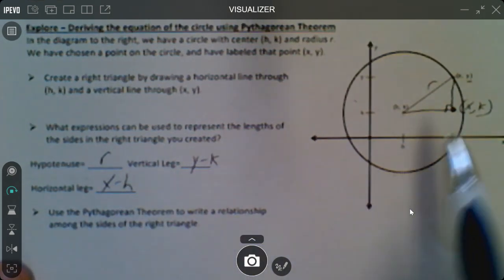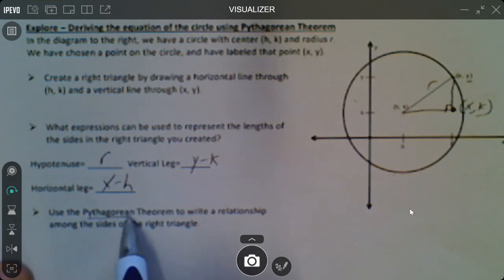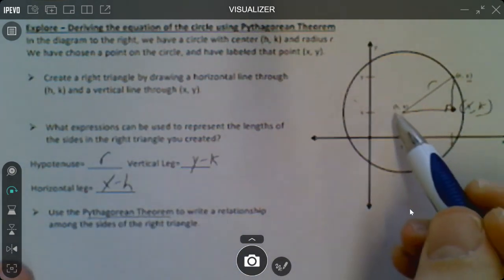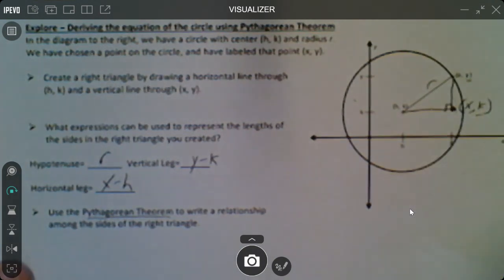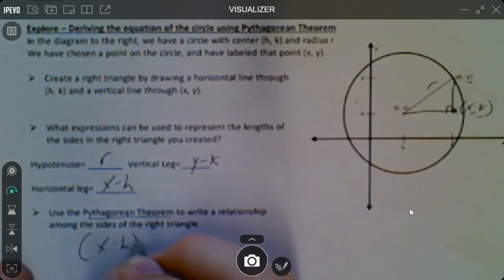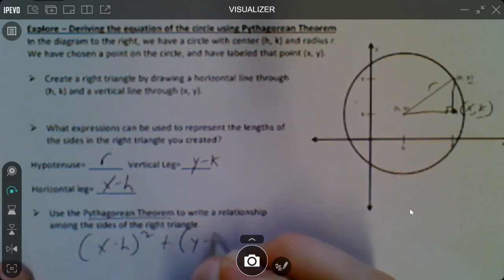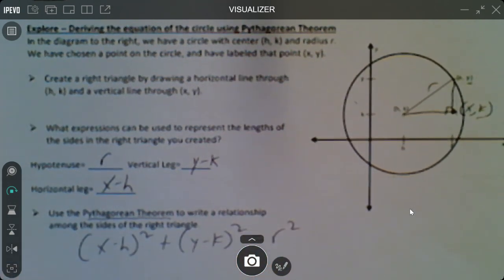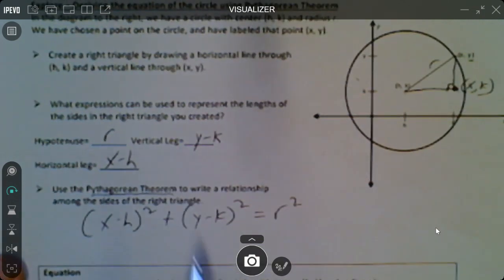And now, since it's a right triangle, we can use the Pythagorean theorem to write a relationship for all 3 of these sides. a squared plus b squared equals c squared. So here we go. (x minus h) squared plus (y minus k) squared equals r squared. And just like that, we have the equation of a circle.